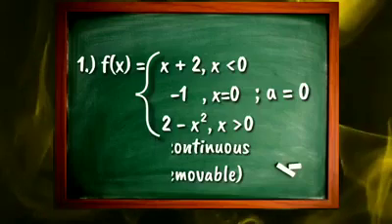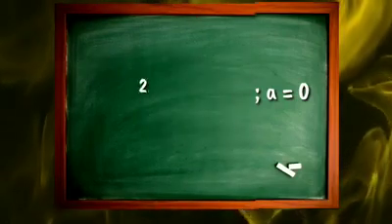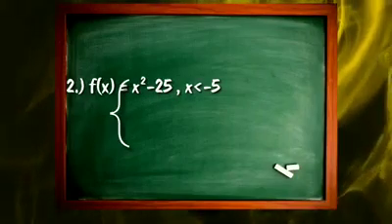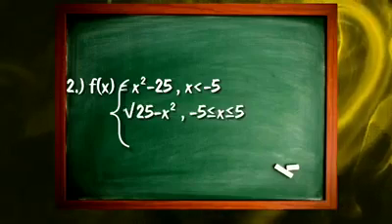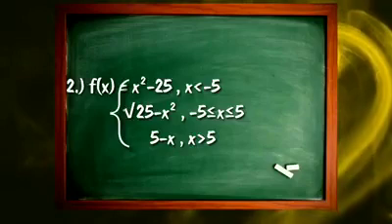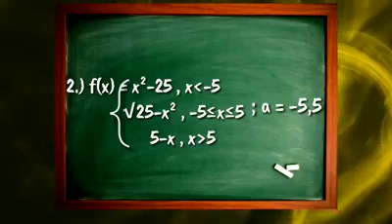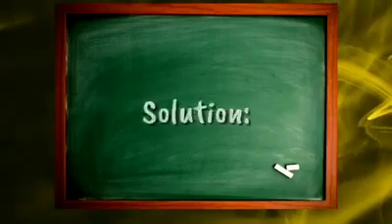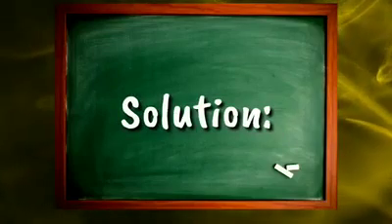Second example. f of x is equal to x squared minus 25 when x is less than negative 5, square root of 25 minus x squared when x is greater than or equal to negative 5 and less than or equal to 5, and 5 minus x when x is greater than 5, where the value of a is equal to negative 5 and 5. So here's the solution.